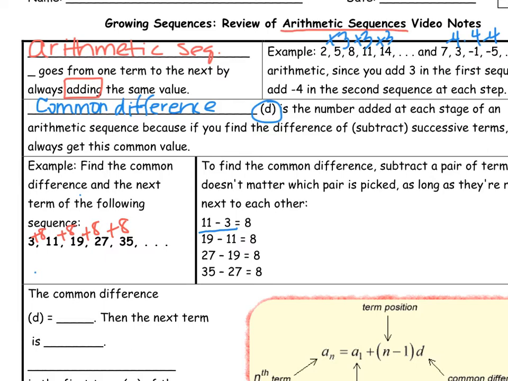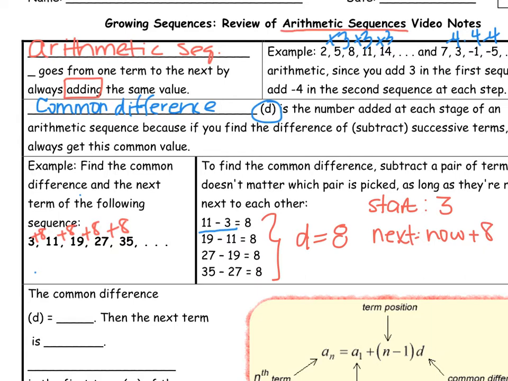So 11 minus 3 will give you 8, 19 minus 11 will give you 8, 27 minus 19 will give you 8, and so forth. When you see this common difference, that tells you that this is an arithmetic sequence. The common difference in this case is 8. And if you remember, when we did now and next, our start in this particular sequence was 3, and our next was equal to now plus 8. That plus 8 was the same as our common difference.